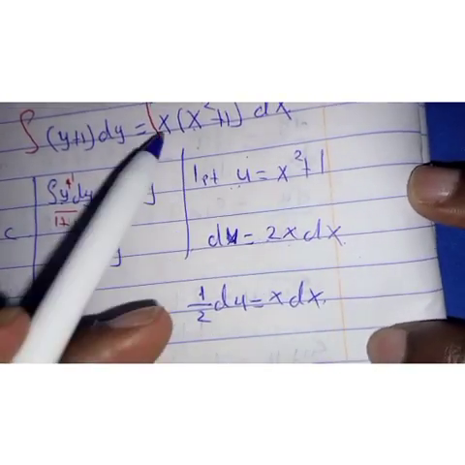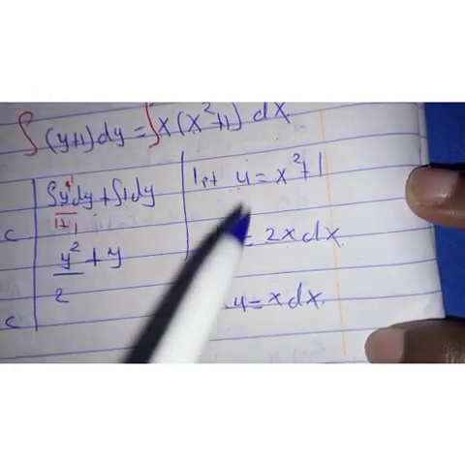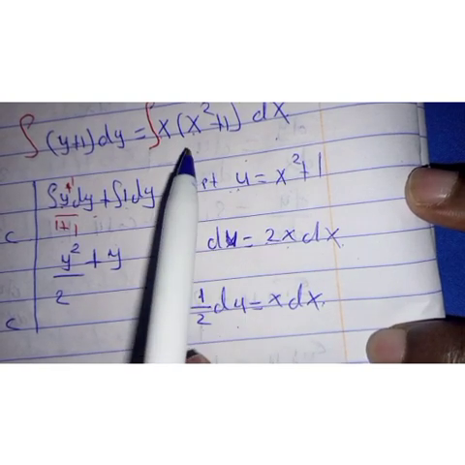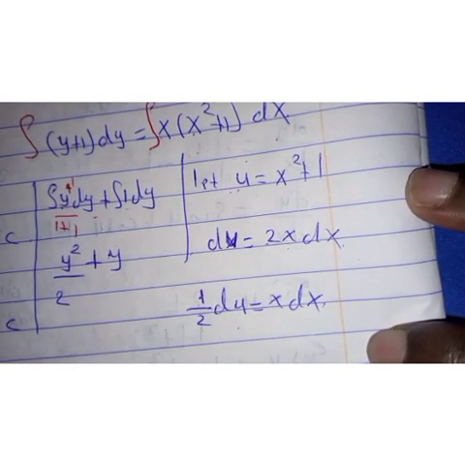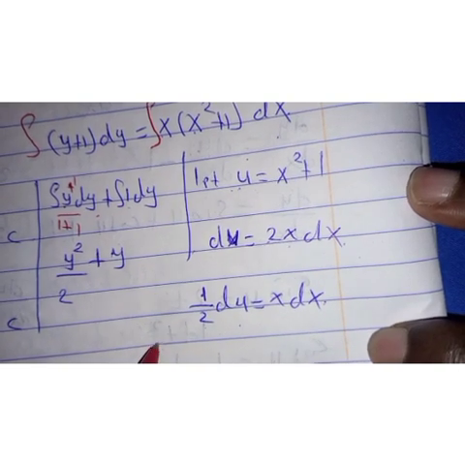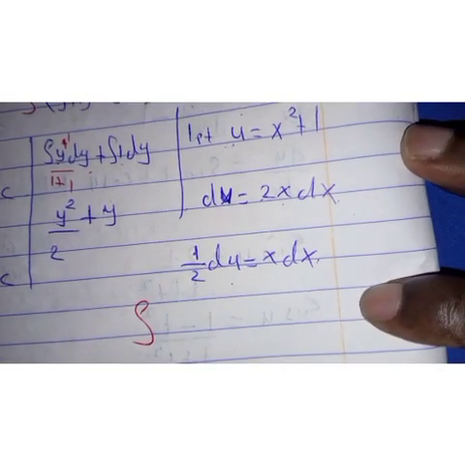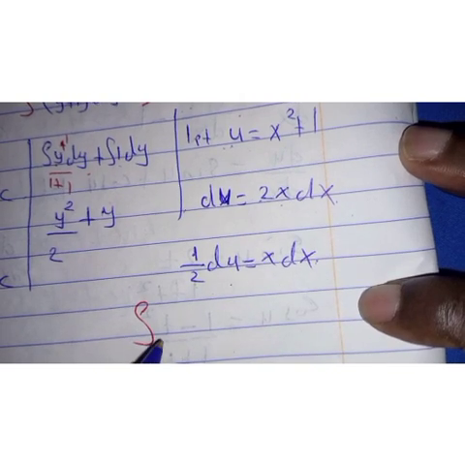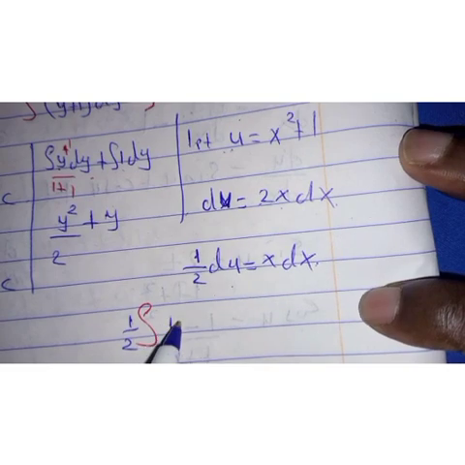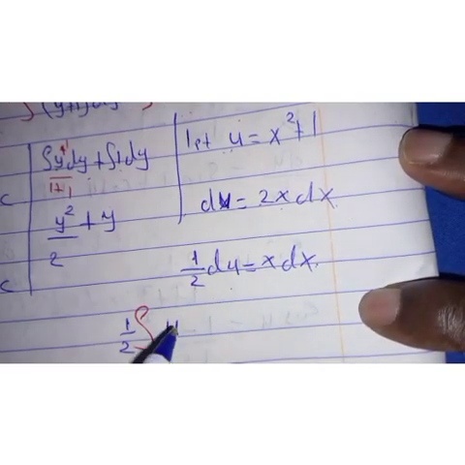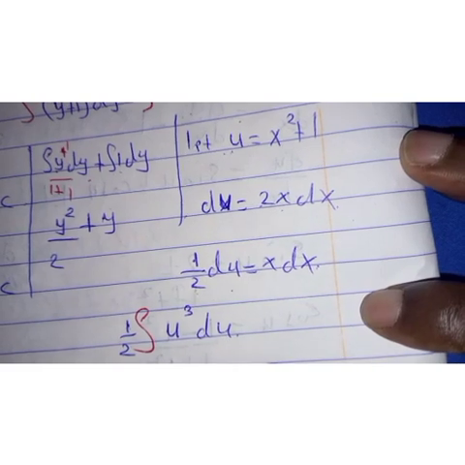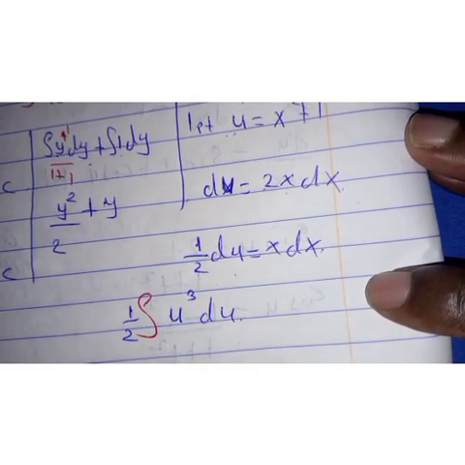Then we are going to substitute here. Where you have x dx, we will substitute it with du. And where you have x squared plus 1, we will substitute it with u. So you are going to have the integral of half u power 3 du. This is simple. We are going to integrate by what is called the power rule.